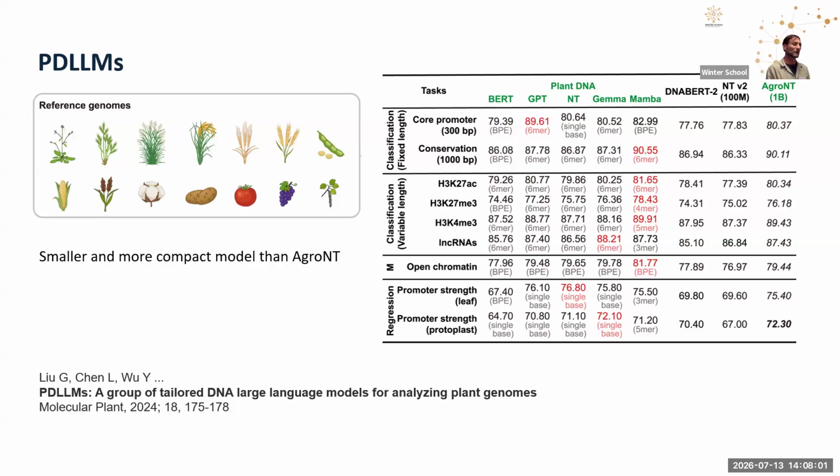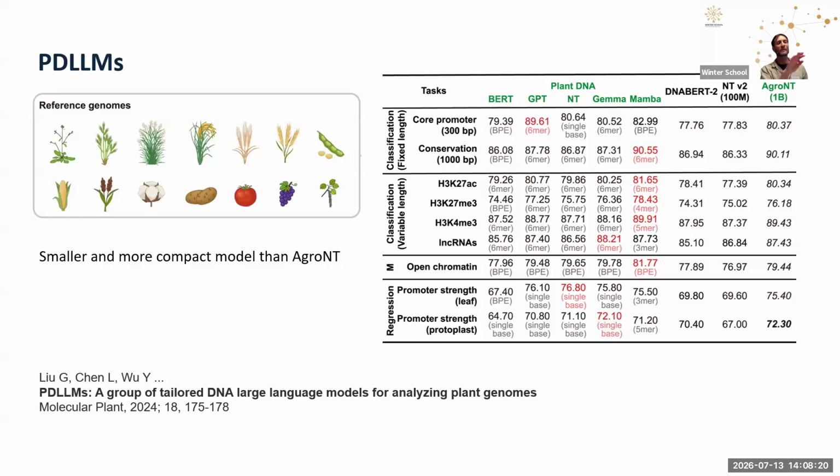So if you look at the top row, our models here were fine-tuned to predict whether a stretch of DNA is a core promoter or not. It's a classifier. And the accuracy ranges from about 90% with the GPT model, shown in red, down to about 77% for the DNA BERT2 model.